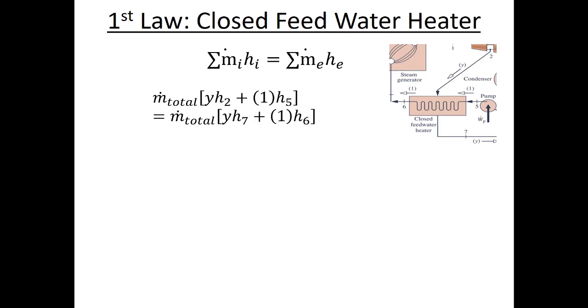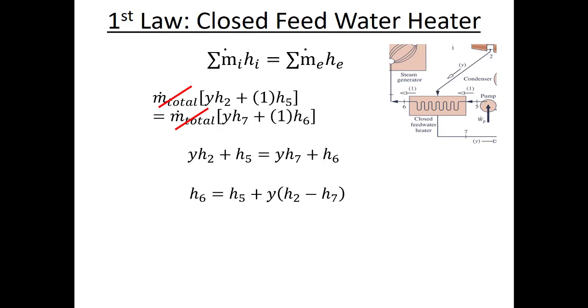I notice that all of these terms are multiplied by mass flow rate, so I can divide by mass flow rate on both sides of the equation. So that's going to drop out. Now I've got an expression where I know y, I know h2, I know h5, and I know h7. So the only thing here I don't know is h6. So I can isolate for h6 here. And then I put some numbers into my calculator, and I find that h6 is 623.9 kilojoules per kilogram.